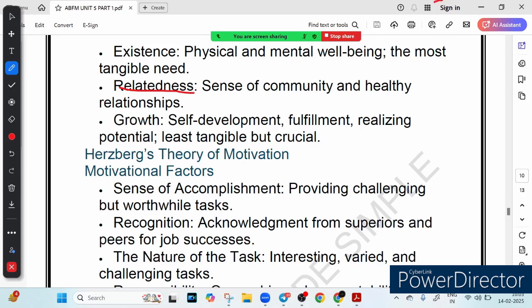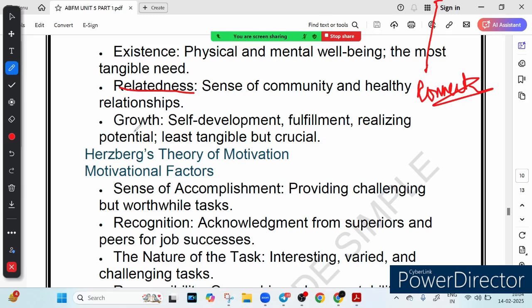So here let me write down the key point. This means we have to connect. Humans are not robots. We need good relationships with colleagues, subordinates, superiors, and even clients to feel valued and respected. A toxic work environment can kill motivation. So this is called relatedness.